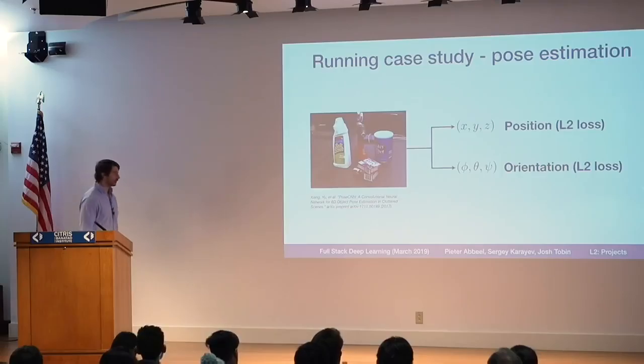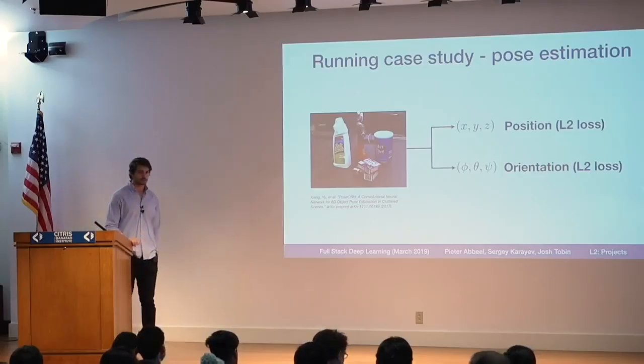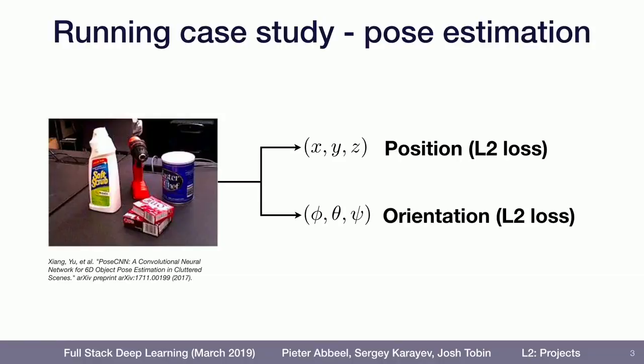And throughout this lecture, I'm going to keep coming back to this case study. And the case study is pose estimation. Okay, so the problem here is we take an image of some objects, like the ones you see on the left, and the goal is to train a model that estimates the position of those objects and their orientation.